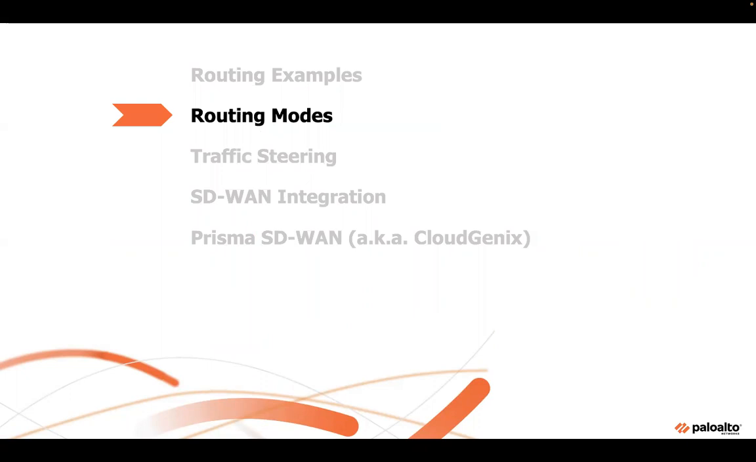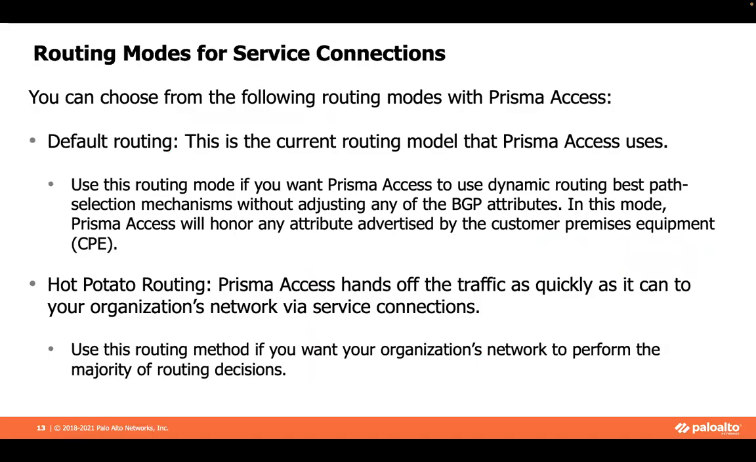When it comes to routing, basically, we can choose our default routing model. Now, the default routing model uses the Prisma Access backbone with all of our best path selection mechanisms and our eBGP routing that we control. And this means that you can rely upon fiber optics and high speeds and things like that.